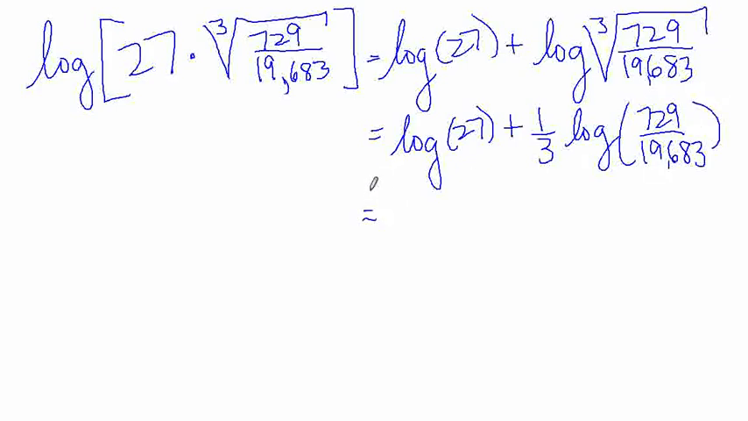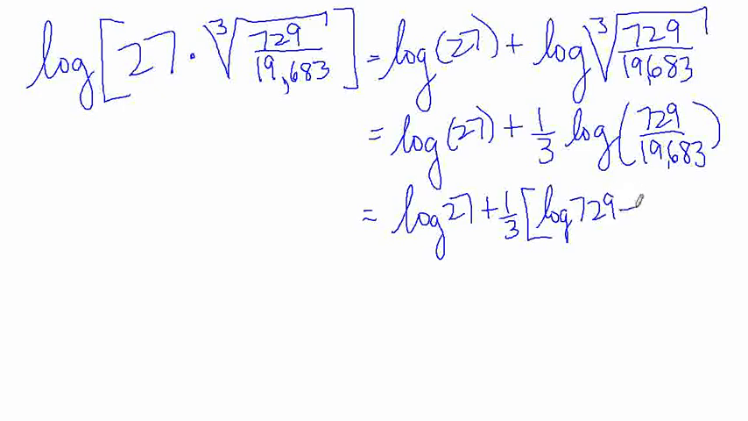Now we have the log of a quotient, but we have a quotient rule to split that up as well. So the log of 27 plus 1/3 times the log of 729 minus the log of 19,683.